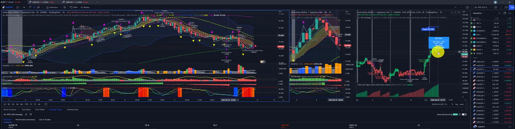Aussie dollar Japanese yen, really nice gains on Aussie dollar Japanese yen. We have a target that was set on June 2nd at 101.903 on the strategic picture. Price action above the dragon, then closed below the dragon.